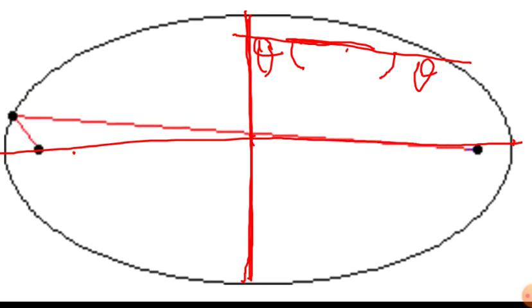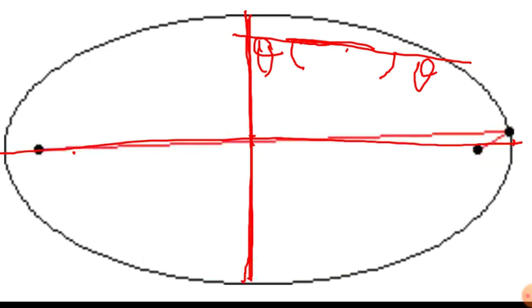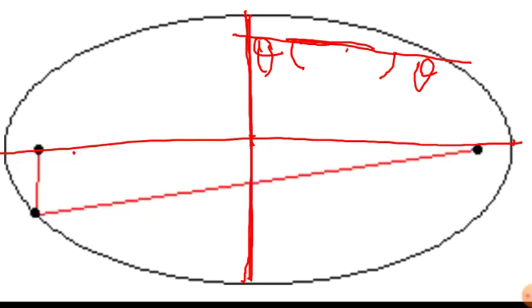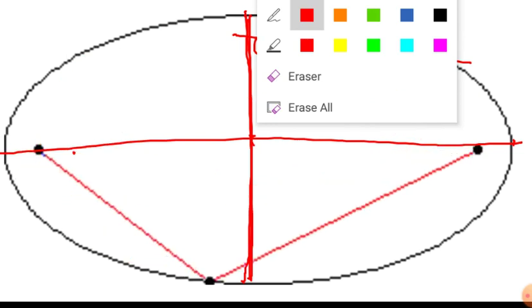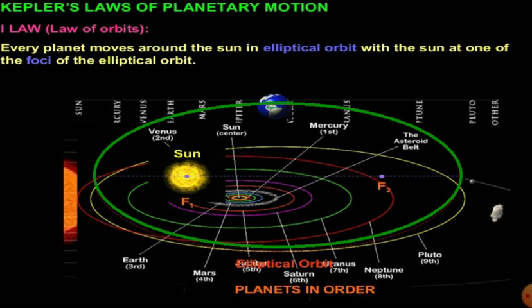When we go through Kepler's laws of planetary motion, all these things will come. That is why I am talking about the ellipse. Let's go to planetary motion. The laws governing planetary motion are called Kepler's laws of planetary motion, and there are three laws. The first is the law of orbit, the second is the law of area, and the third is the law of time period. Let's see first the law of orbit.